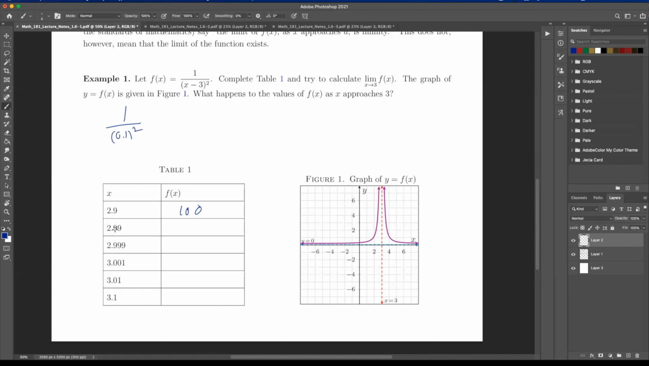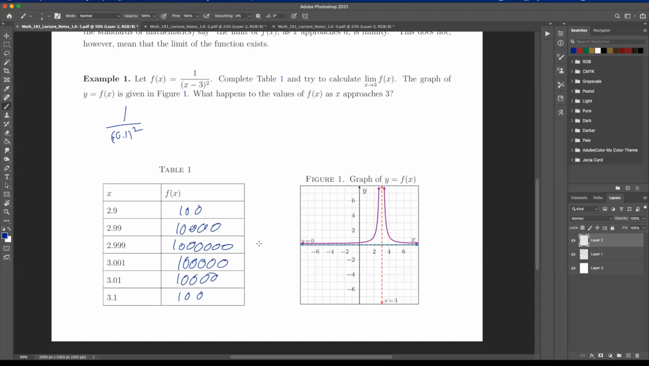Notice if I put in 2.99, this becomes 0.01, and if I square that, it's 0.0001. If I flip that over, it becomes 10,000. Then same thing here, this becomes 1 million. The same thing happens on the other side. This will be negative when I do it for 2.9, and positive when I do it for 3.1, but I'm squaring it. So this becomes 100, this becomes 10,000, this becomes 1 million.